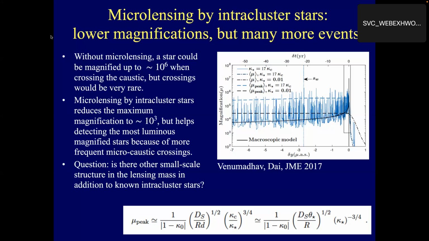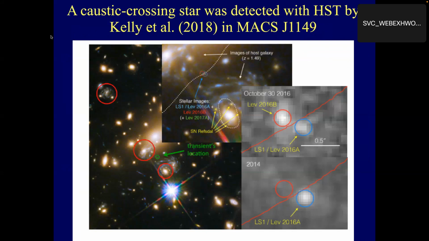Now the question is whether there is small-scale structure in the lensing mass, in addition to the intracluster stars. These intracluster stars account for only perhaps 1% of the projected mass of the cluster. 10% is in the hot, X-ray emitting gas, and 90% is in the dark matter. The question we would like to ask is whether there is small-scale structure in most of the mass, in the dark matter. We have to tell if there is something in addition to the intracluster stars. So one way to tell this would be, well, this is first of all the first such supermagnified star that was discovered, Kelly et al., in the cluster MAX J1149.